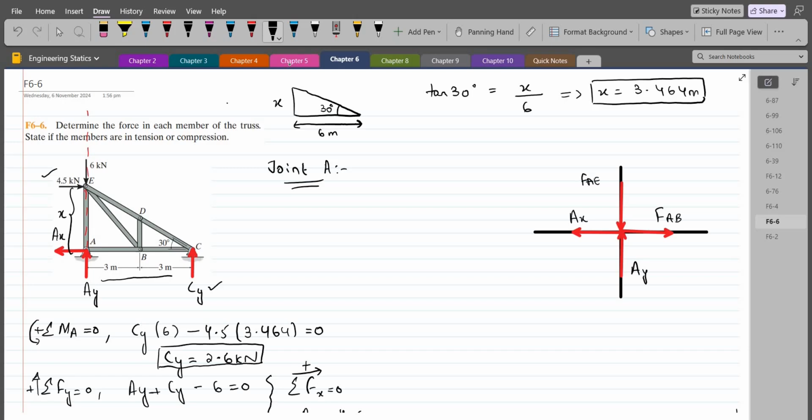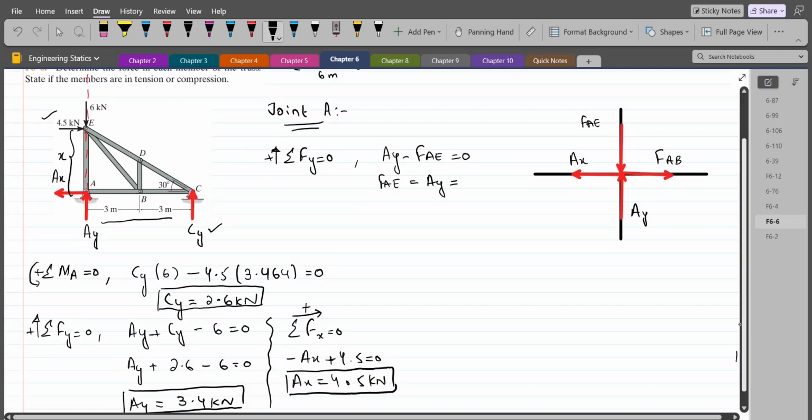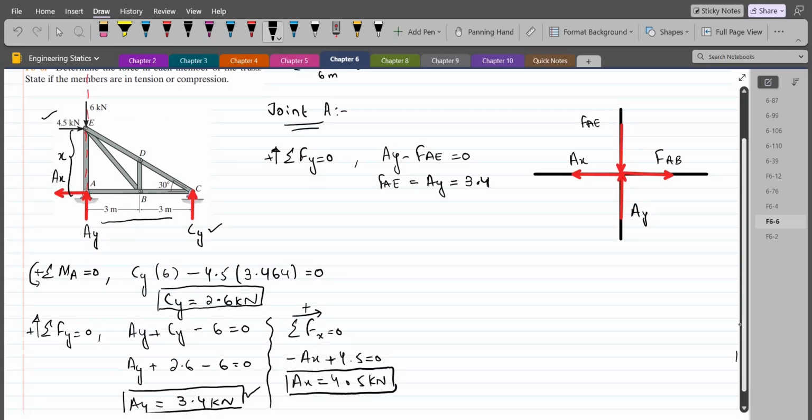And now we can apply the equations of equilibrium. So our first equation would be summation of forces in Y direction equals 0. I'm considering up direction as positive. So we have AY minus FAE equals 0. So FAE is equal to AY, and AY came out to be 3.4 kilonewtons. And since we are getting a positive answer, in fact, the force in the AE member is compressive.